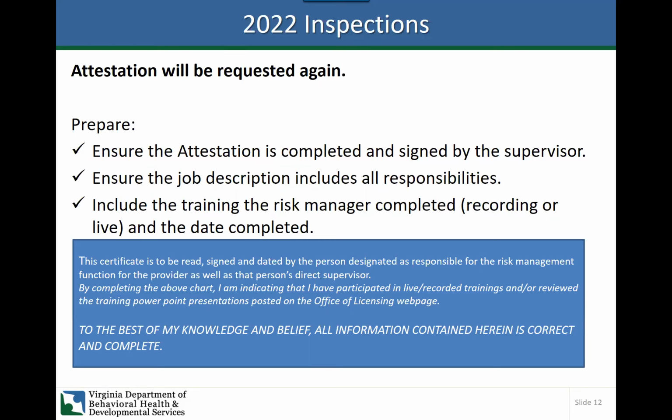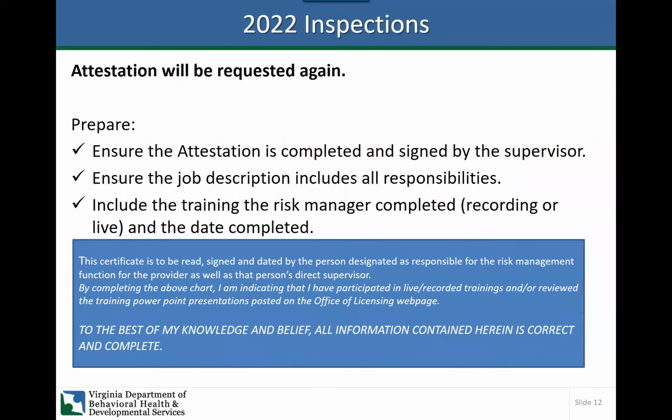And I included here in the blue box what is on the attestation form. It is saying that by signing the document, the risk manager and the supervisor are attesting to the fact that the training has been completed. Now, if the person responsible for risk management is the owner and does not have a supervisor, this should be noted on the document.